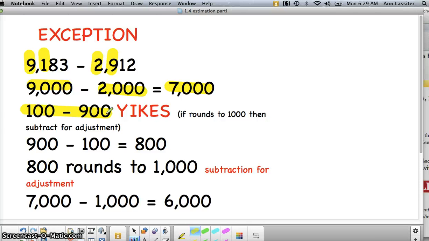This is the time when, since you said yikes, I'm going to ask you to switch the order. So 900 minus 100, which equals 800. So 800 rounds to 1,000. And because we had said yikes, instead of addition for my adjustment, I am going to subtract. So I do 7,000 minus 1,000 for a total of 6,000.